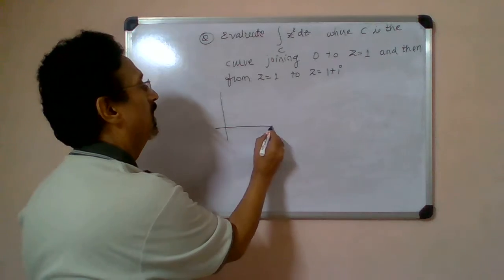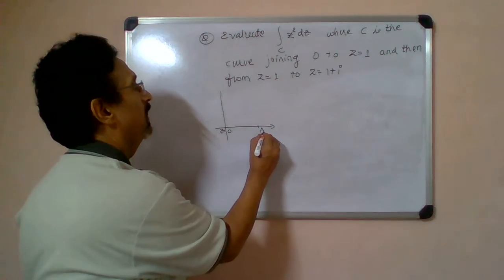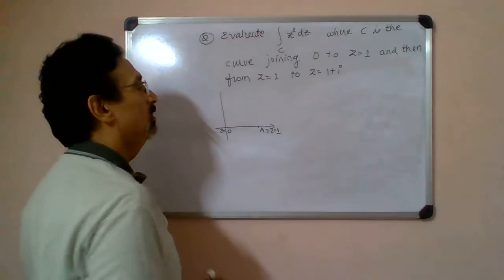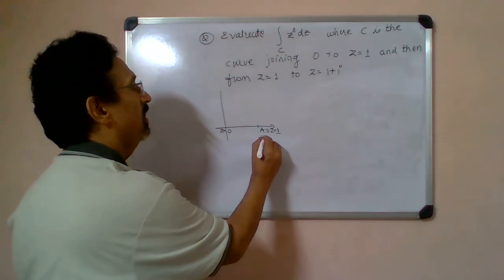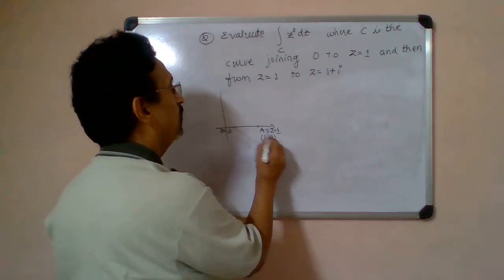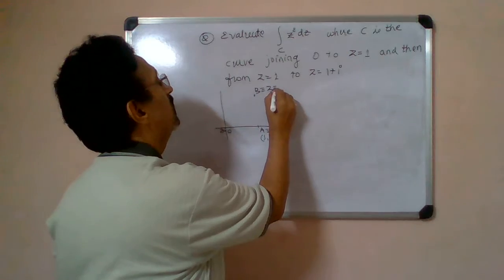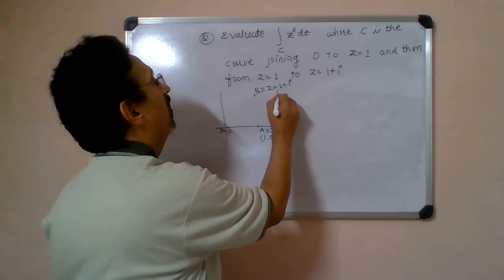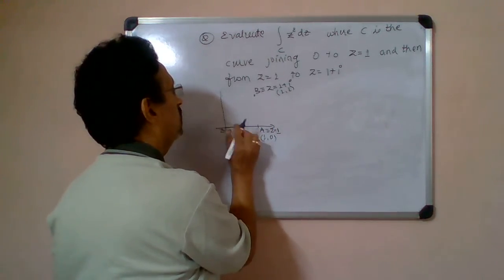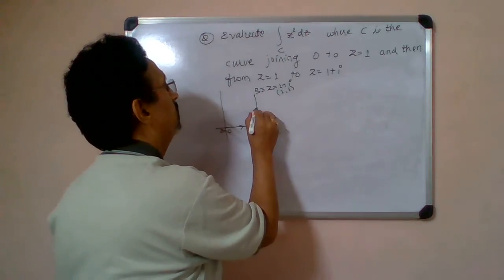So if I draw the curve, from z is equal to 0, which is the origin, to z is equal to 1, I call this point A. So this is z is equal to 1. What are the coordinates? They are 1, 0. 1, 0 are the coordinates of A. Now from A it goes to B. I call this point B, which is z is equal to 1 plus i, or this is the same as 1 comma 1. So initially it goes along OA, then from A it goes to B.